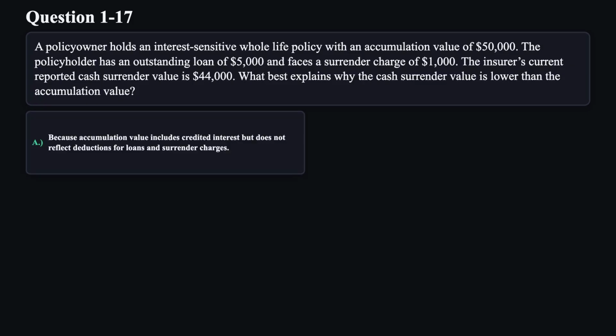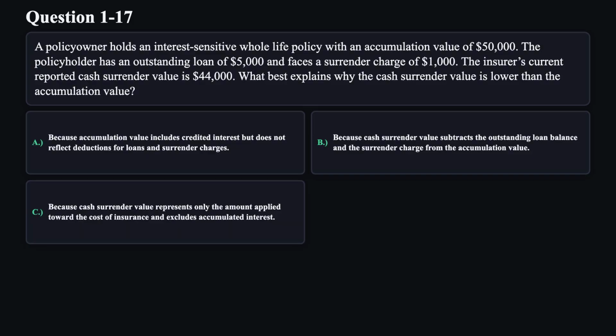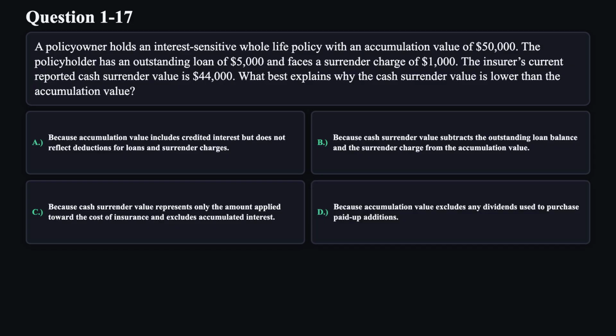A. Because accumulation value includes credited interest, but does not reflect deductions for loans and surrender charges. B. Because cash surrender value subtracts the outstanding loan balance and the surrender charge from the accumulation value. C. Because cash surrender value represents only the amount applied toward the cost of insurance and excludes accumulated interest. D. Because accumulation value excludes any dividends used to purchase paid-up additions.